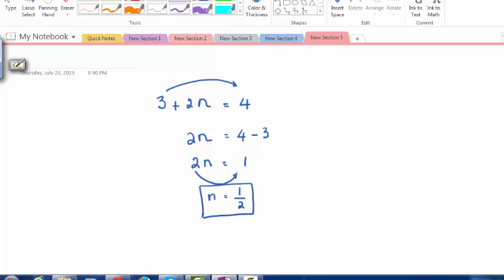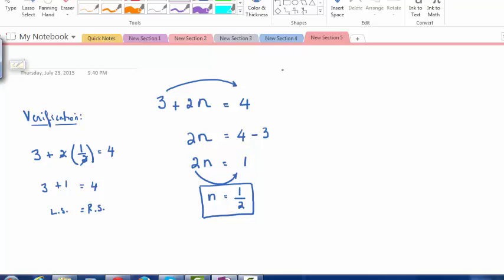If we need to do the verification, we can do it, to make sure that my answer is correct. Verification: 3 plus 2, I'm going to substitute the n, 1 over 2, equals 4. Let's check. The 2, I can simplify it with 2, equals 1. That means 3 plus 1 equals 4. Left side equals right side. That means my work is correct.